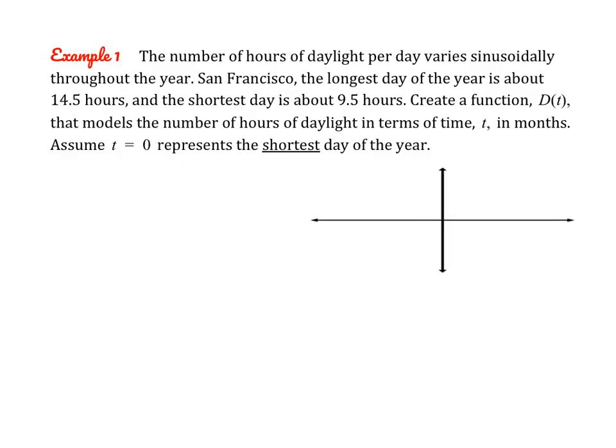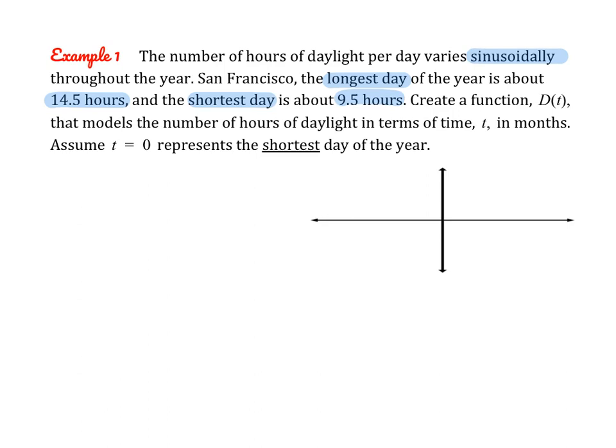Okay, let's look at this first example together. It says the number of hours of daylight per day varies sinusoidally throughout the year. In San Francisco, the longest day of the year is about 14.5 hours, and the shortest day of the year is about 9.5 hours. They would like us to create a function called d of t that models the number of hours of daylight in terms of time, t, in months. And we're going to assume that t equals 0 represents the shortest day of the year.